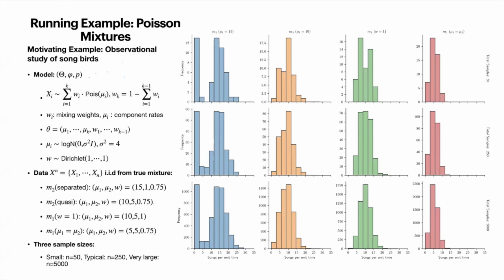So the rates are either equal or the mixing weight is set to 1 or 0, which is what you would expect. Now, to understand what happens as we apply the tools, we're looking at three different regimes. We're looking at small samples, n equals 50, a typical sample of 250, and a very large sample, where the asymptotics kick in, that's 5,000.